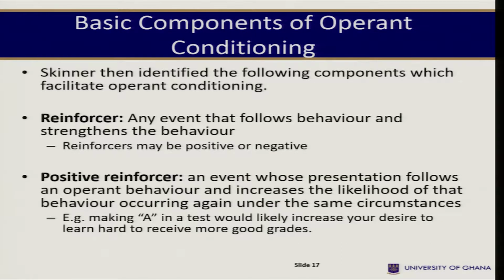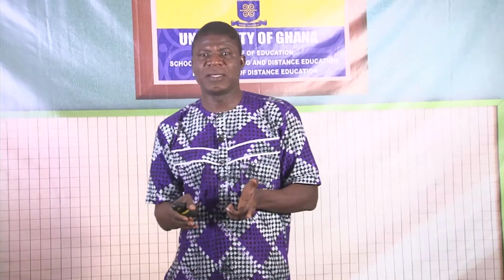All right, so basic components of operant conditioning. Skinner then identified the following components which facilitate operant conditioning. Reinforcer. So here he describes it as any event that follows behavior and strengthens the behavior. So here reinforcers can be positive or negative.